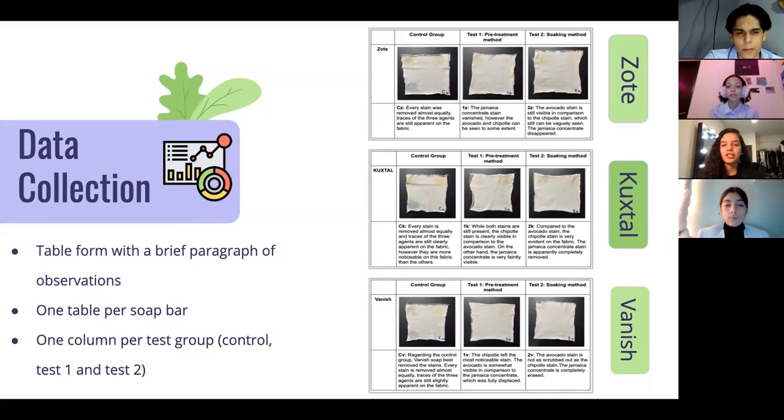For the data collection, we used a table form with pictures of the result of each test and added a brief paragraph with our observations. We did 1 table for each soap bar and 1 column per test group to compare them.